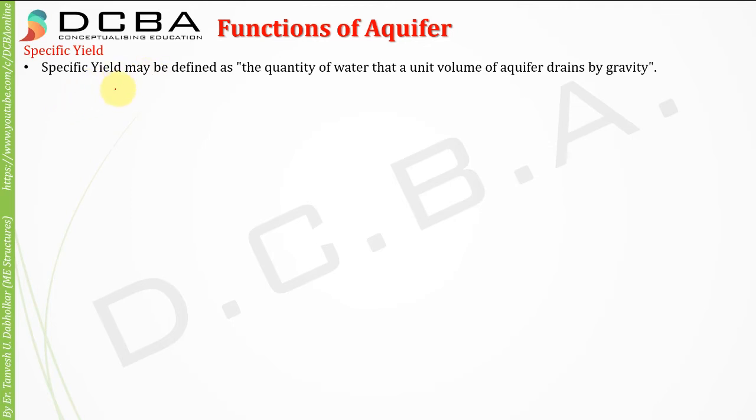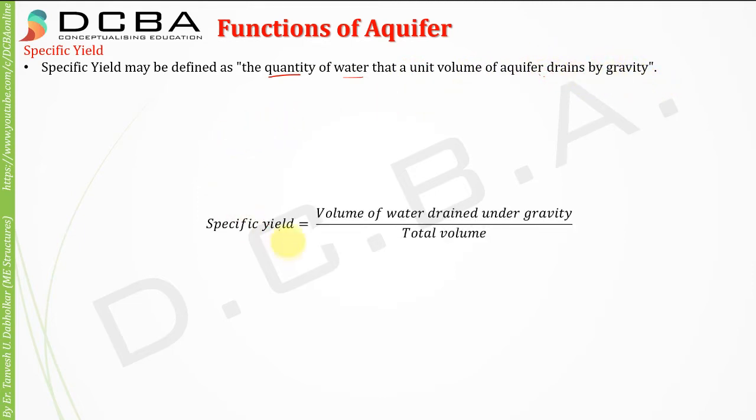So specific yield may be defined as the quantity of water that a unit volume of aquifer drains by gravity. So specific yield is volume of water drained under gravity divided by the total volume. Okay, so it is again a ratio, the same as porosity. Porosity was the total volume of interstices, or volume of voids, divided by total volume. This is volume of water drained under gravity. So what does this mean?